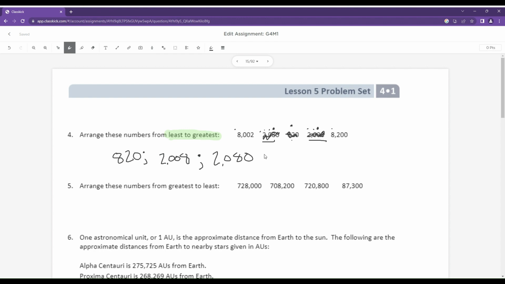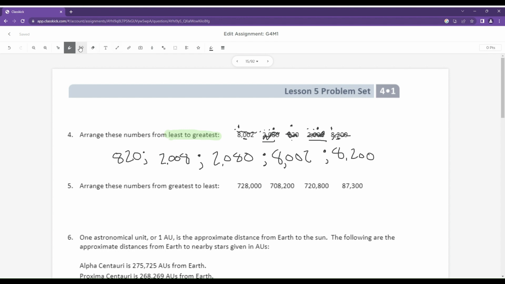Now I'm just looking at my final two numbers. 8,002 compared to 8,200. Again, first looking at my thousands place. They both have an 8. I need to move over to look at my hundreds. And I see that 0 hundreds compared to 200s. And since I'm listing from least to greatest, I want the smaller of those two numbers. So 8,002 is the next smallest, which makes 8,200 the largest.